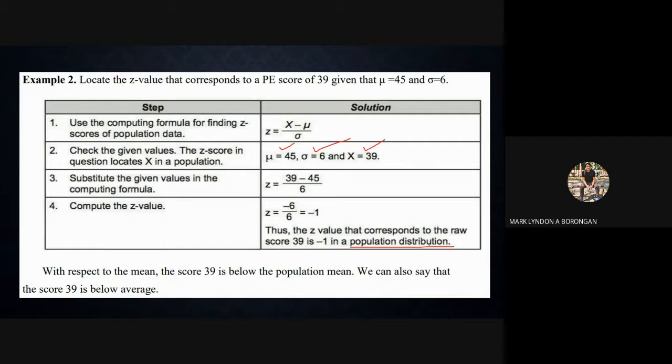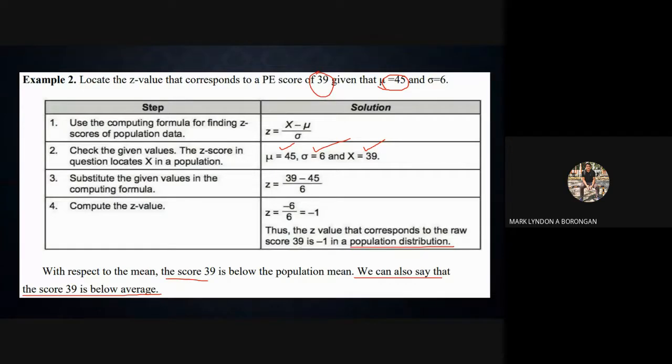So, unsa may ato ang interpretation ani? So, with respect to the mean, the score 39 is below the population mean. And we can also say that the score 39 is below average. So, as you can see there guys, tan-awa ninyo, ang PE score nimo is 39. Kung naa naman tay mean nga 45, di ba? Ang mean is just the average, di ba? So if 45 na siya and 39 imong score, therefore ubos gyud sa average, di ba? We can easily determine na gyud nga 39 is below average. Bisan pa wala nato na get ang z-score niya, we can automatically say that 39 is obviously below average.